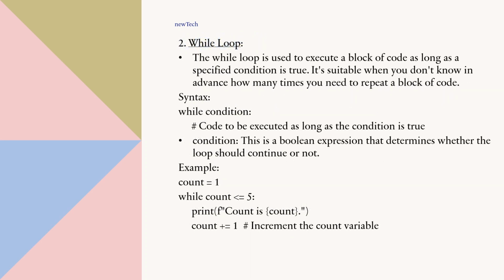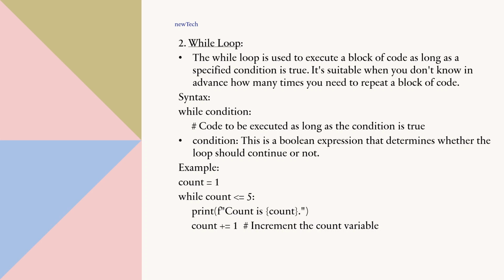While loop. The while loop is used to execute a block of code as long as a specified condition is true. It's suitable when you don't know in advance how many times you need to repeat a block of code. Syntax: while condition, then a comment: code to be executed as long as the condition is true. Condition: this is a Boolean expression that determines whether the loop should continue or not.